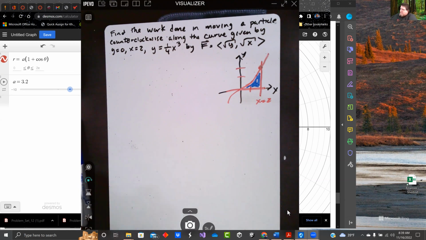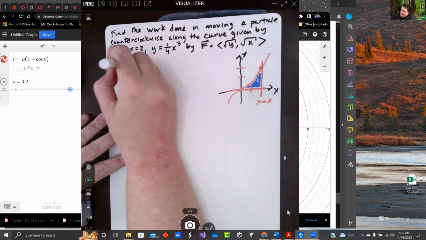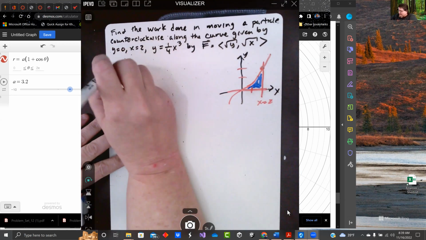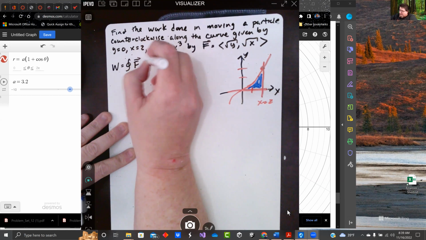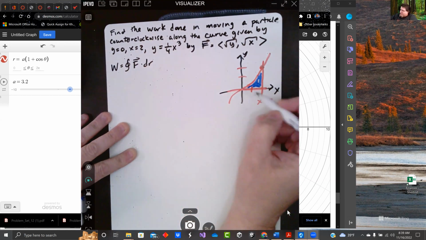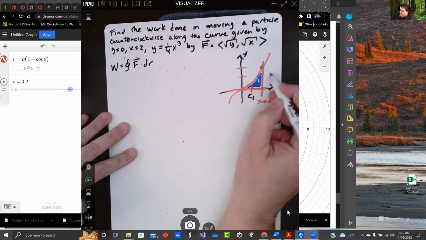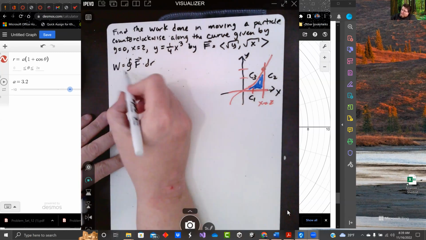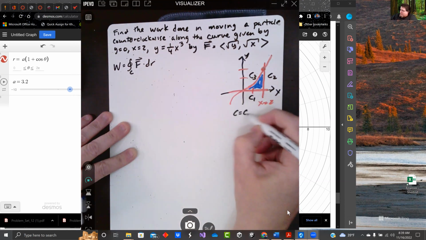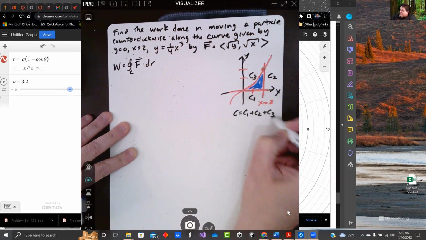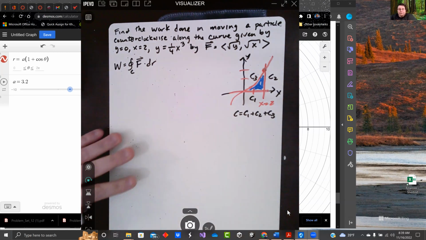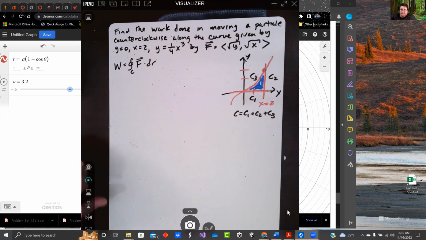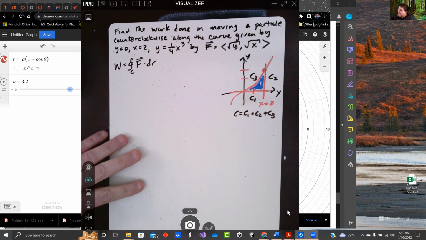So we have a couple options. Work is the line integral. In this case, a closed line integral, F dot dr. And if we go around the curve, we're going to have three sections to look at, because C is going to be C1 plus C2 plus C3. Now, this is entirely doable. I just don't know that I want to do it. Breaking it up into 3 integrals kind of sucks.